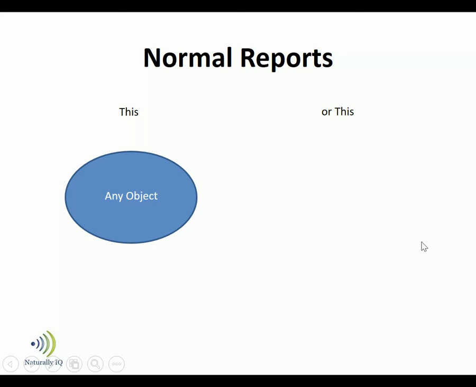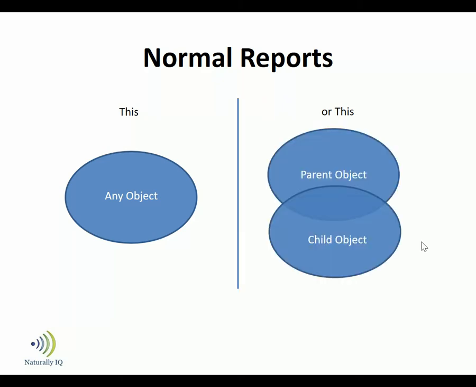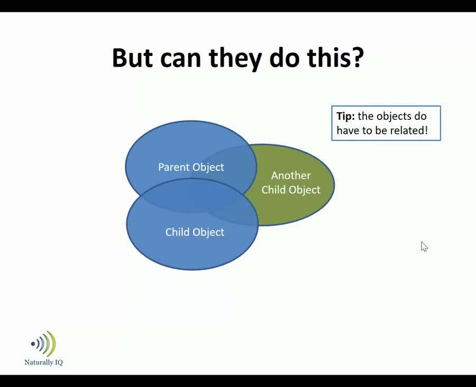At this point, I think it would be useful if I set the scene and very briefly describe a standard report. Normal reports are based on one object alone, for example, accounts, or contacts, or opportunities, or two objects with a parent-child relationship between them. For example, accounts with contacts, contacts with cases, opportunities with products. You can even add a child object to the existing child object, but that's not what this talk is about.